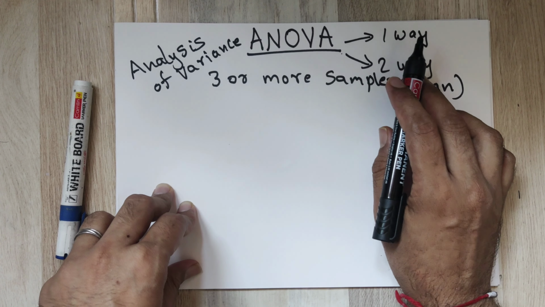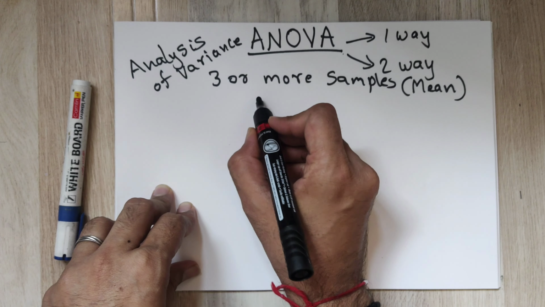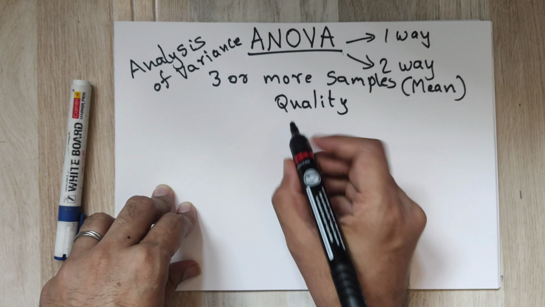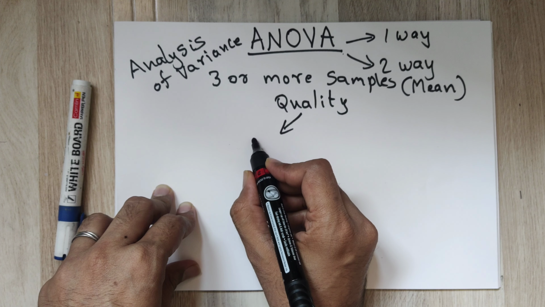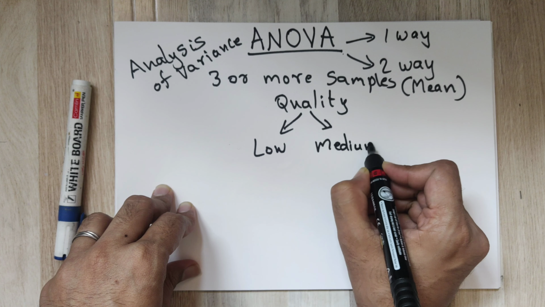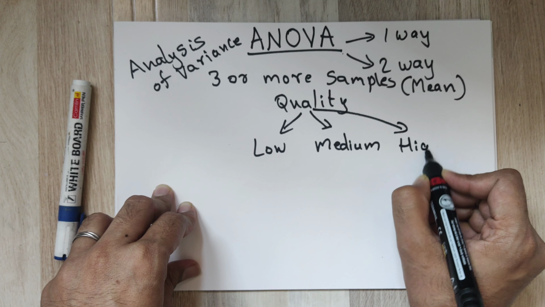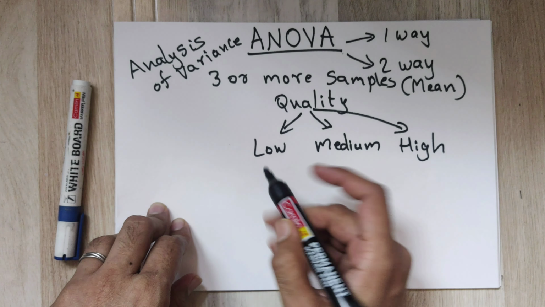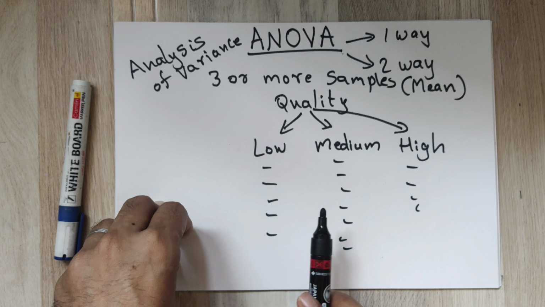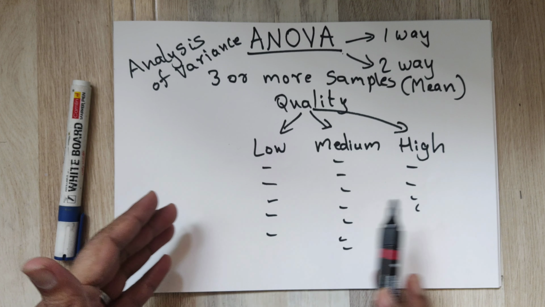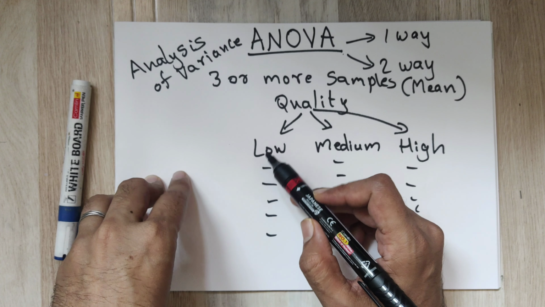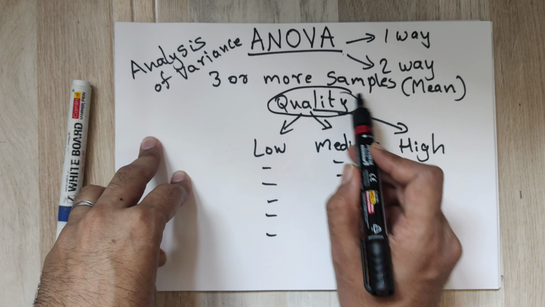I'll explain the difference between one-way ANOVA and two-way ANOVA with the help of an example. Suppose I want to check the quality of a product, say the quality of a tire. A company is producing three types of tires. One is a low quality tire, the other is a medium quality tire, and we have a high quality tire. Now if I have a sample of some tires of all the three qualities and I want to check whether the average mileage of all the three qualities is the same or whether there is any difference between the mileage, here I am testing the quality as my parameter.